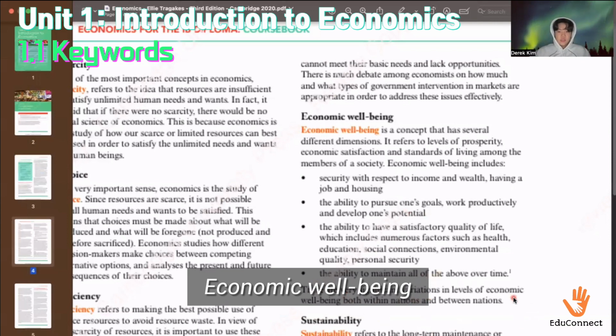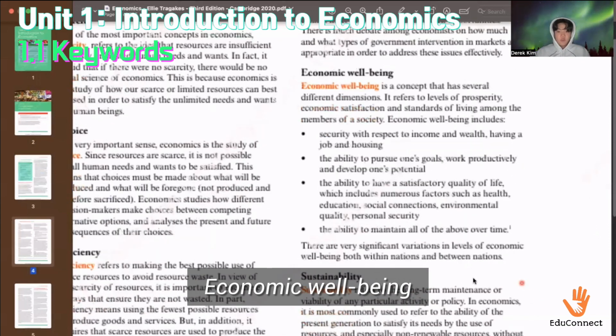There are very significant variations in levels of economic well-being, both within nations and between nations.